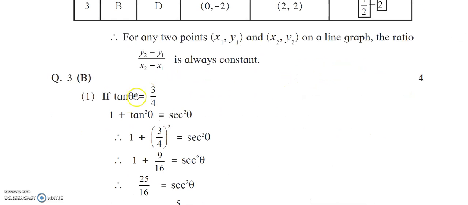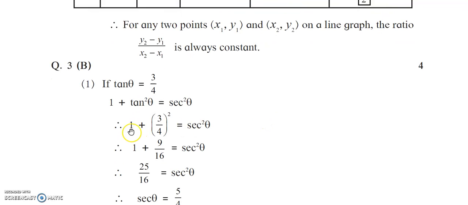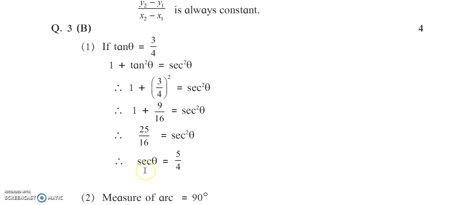Now the answer: if tan theta is equal to 3 by 4, 1 plus tan square theta is equal to sec square theta. 1 plus (3 by 4) whole square is equal to sec square theta. 1 plus 9 upon 16. Now 16 into 1, that is 16 plus 9, 25 upon 16, is sec square theta. Therefore, take the square root of sec square theta, then you will get 5 by 4. In this way, we have completed this video.